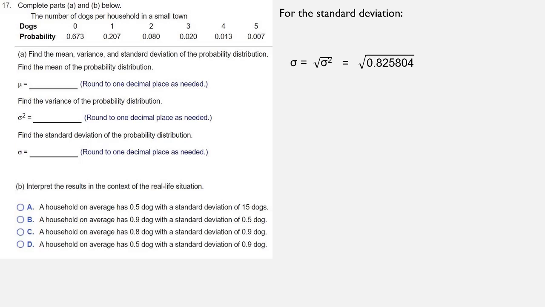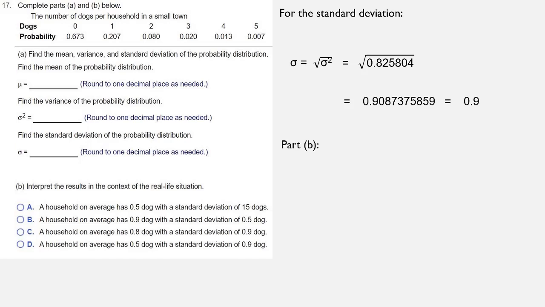0.825804, because we don't want to use rounded values to compute the next value. It's what's called propagation of error. So we always use the most accurate value we can whenever we're doing our computations. When we take this square root, we get 0.9087375859. Rounded to one decimal place is 0.9. So those are our answers for Part A.